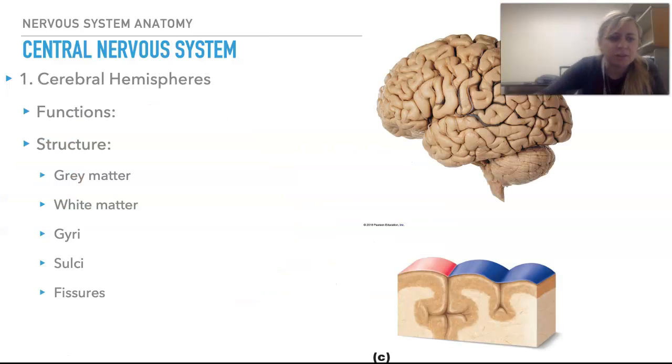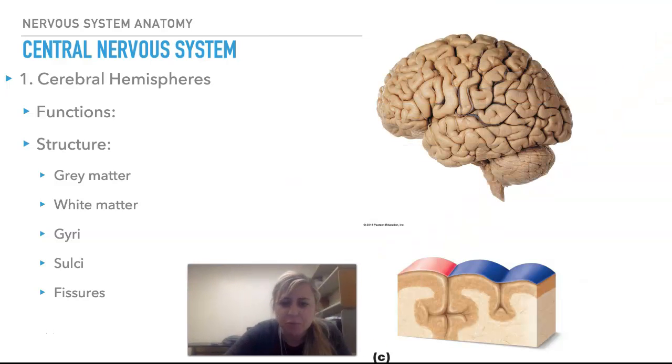So we're going to start out with the cerebral hemispheres. So the cerebral hemispheres are a bulk of the brain. Over here, so I'm not over top of the picture there. So it's the largest portion of the brain. Its functions include thought and interpretation of senses and memory and motor response and movement and processing. So pretty important structure. It is made up of gray matter and white matter.